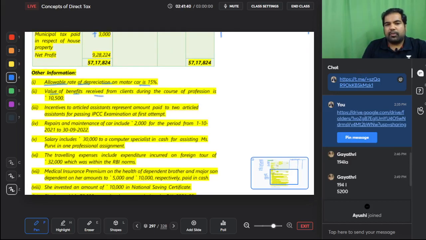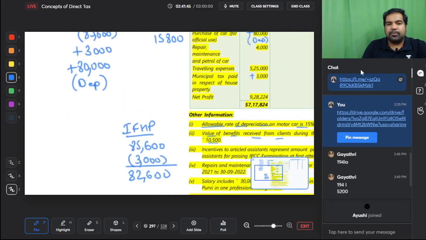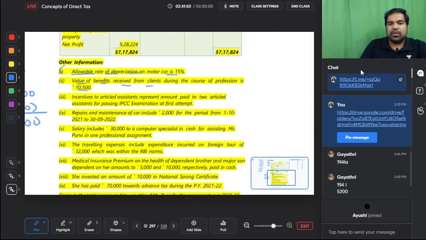Value of benefits received from clients during the course of profession is 10,500. So any benefits received have to be added. So unless it's already a part of it, we'll have to add 10,500. As and when you finish something, please keep tick marking it. Incentive to article assistants is perfectly okay, and it's been minused as an expense. Guys, here repair and maintenance of car includes 2,000 for the period from 1st October to 30th September 2022. That means it's for the next year, some part of it, but because it's on payment basis, that's perfectly fine.